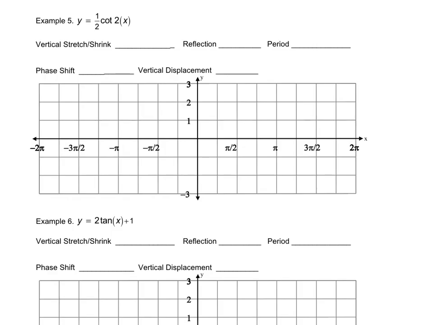In our next example, we have a vertical stretch by a factor of 1/2. There's no reflection, no phase shifts, or vertical displacement, so no translations, but our period has been affected, and it's pi divided by b, which is 2. So our period is every pi over 2. This is cotangent, so unless I have a phase shift, that first vertical asymptote is at x equals 0, and then every pi over 2, I'm going to have a vertical asymptote.